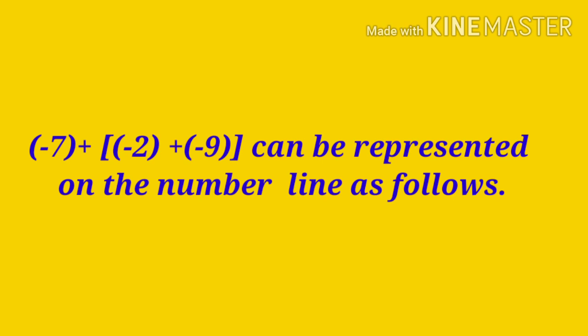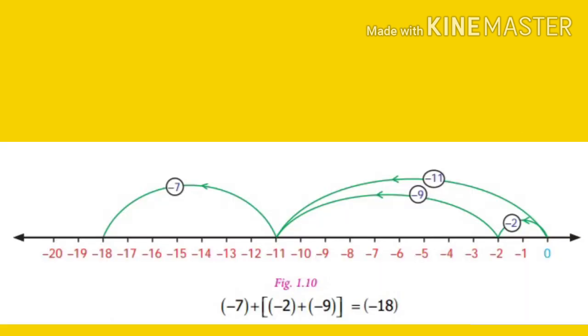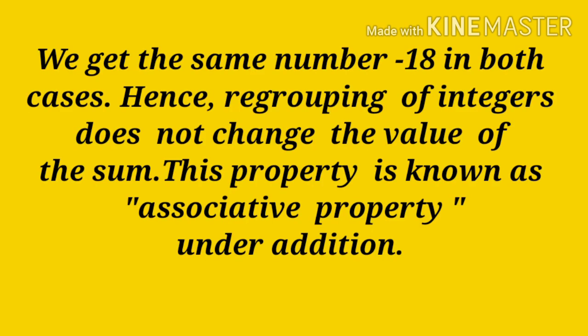Similarly, minus 7 plus (minus 2 plus minus 9) can be represented on the number line as follows. We get the same number, minus 18, in both cases. Hence, regrouping of integers does not change the value of the sum. This property is known as associative property under addition.